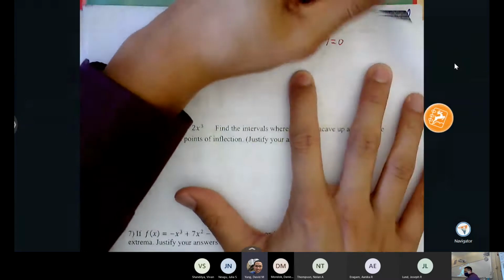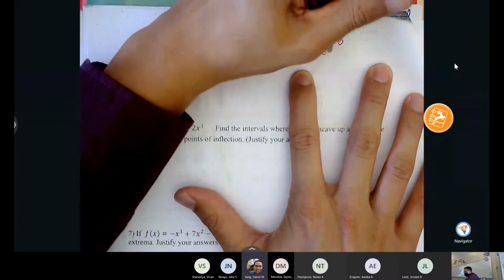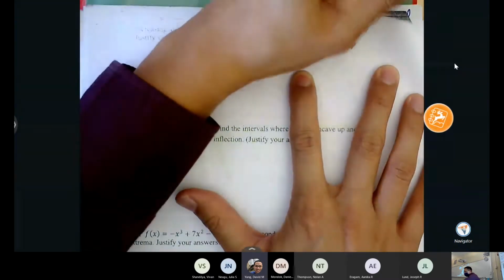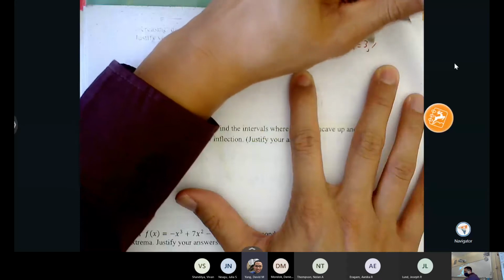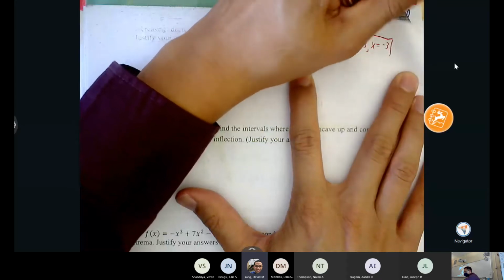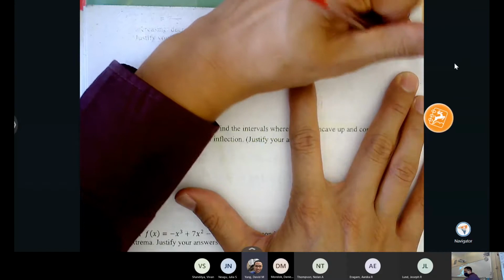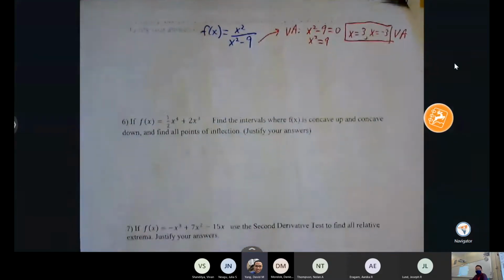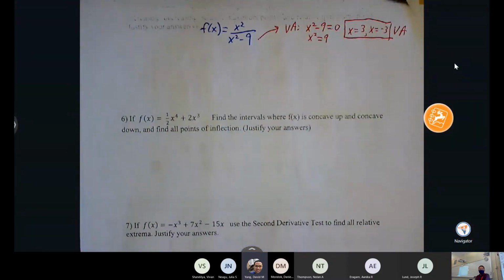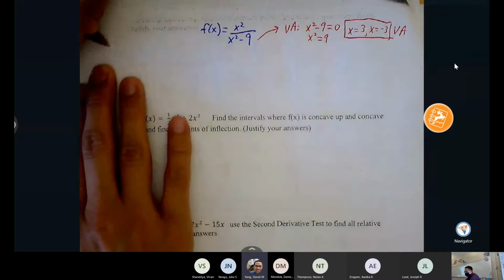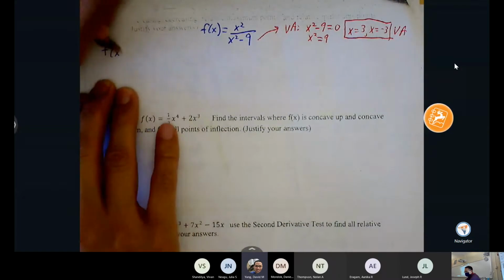If I solve for x, I get x squared is equal to 9. Take the square root of both sides, I get x is equal to 3 and x equals negative 3. These numbers will show up later, but it's just nice to know some information about a graph. So first derivative test, everything is going to come from f prime, so let's go ahead and find f prime. What rule is required here? Quotient rule.